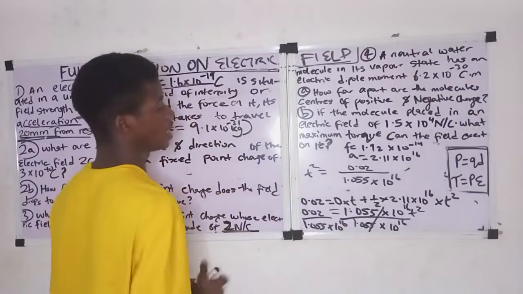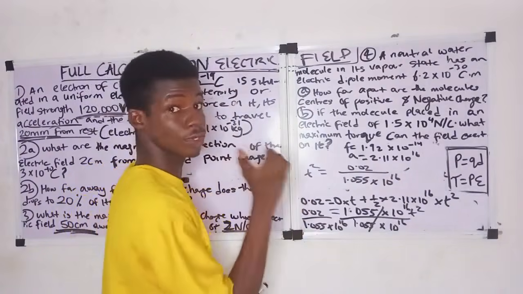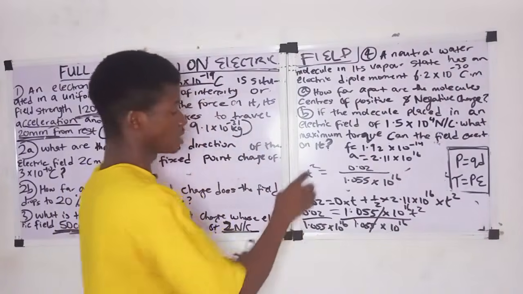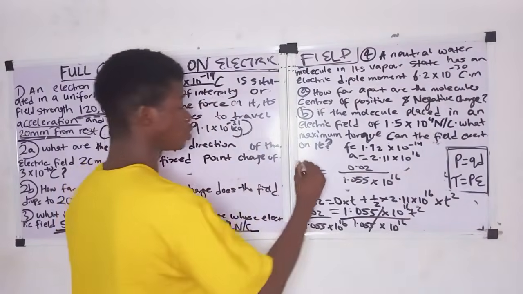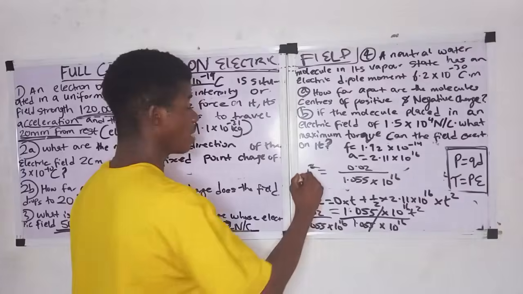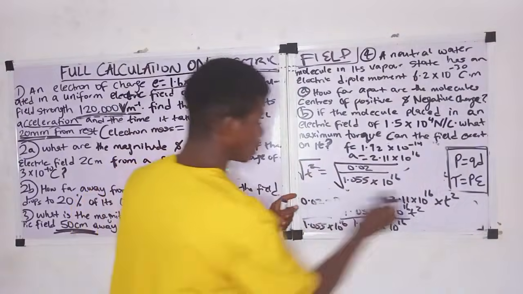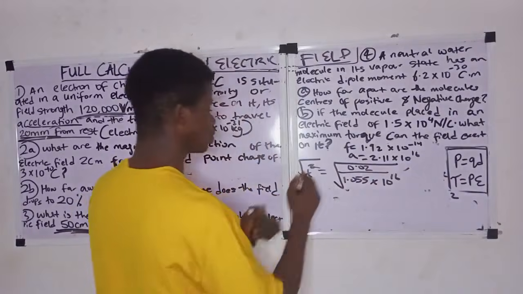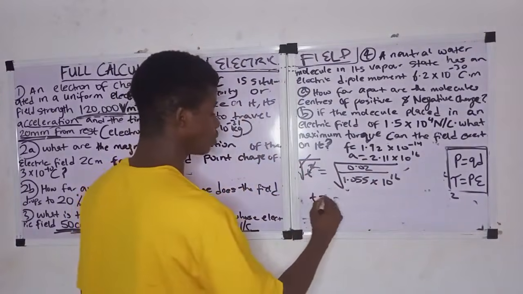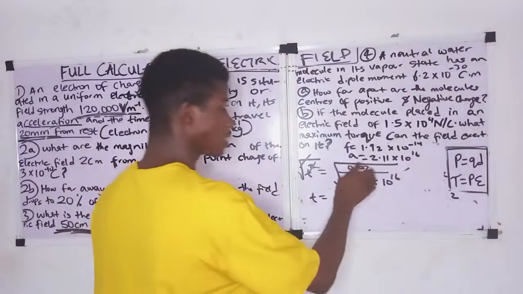Yes. Okay, we are not done yet. Since we are looking for t, we need to remove the square by taking the square root of both sides. If we take the square root of both sides, this square will cancel the square root. So t will be equal to, now let's divide the value.